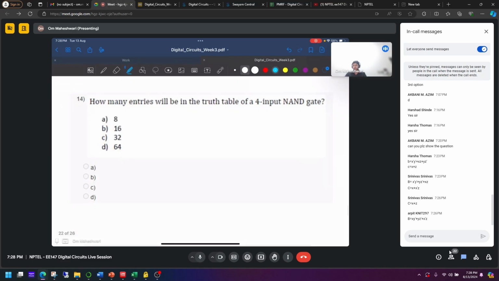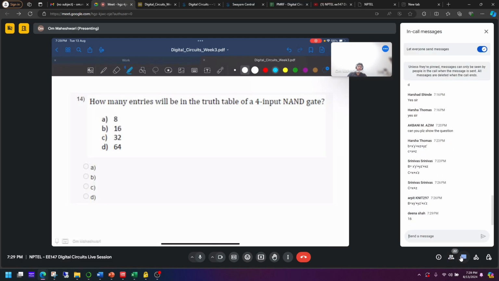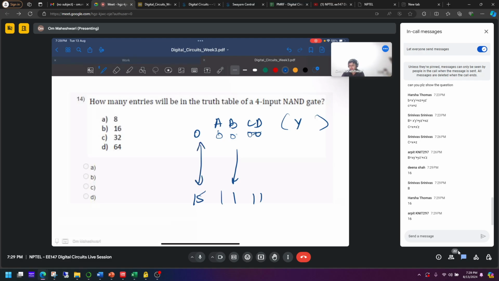Okay, next question is simple. How many entries will be in the truth table of a 4 input NAND gate? 16, right? Because with 4 inputs, you have input A, B, C, and D, and their NAND answer Y. So with 4 variables, you can have 16 possible combinations, right? 0, 0, 0, 0 to 1, 1, 1, 1. This is 0 to 15. So our answer is 16.